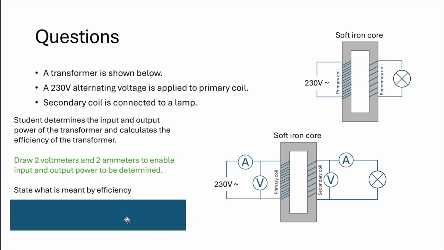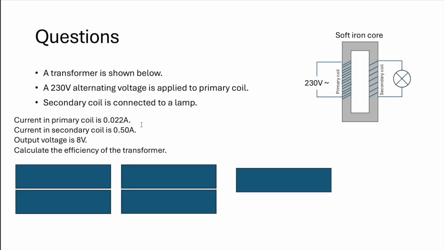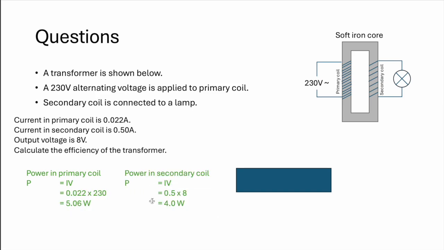State what is meant by efficiency. Efficiency is just this. Current into primary coil is this. Current into secondary coil is this. And output voltage is this. Calculate the efficiency. So power in primary coil is this, P equals VI, and in secondary coil, P equals VI is this. Therefore, small over big times 100, you will get your answer. Or rather, output over input times 100, you will get your efficiency.